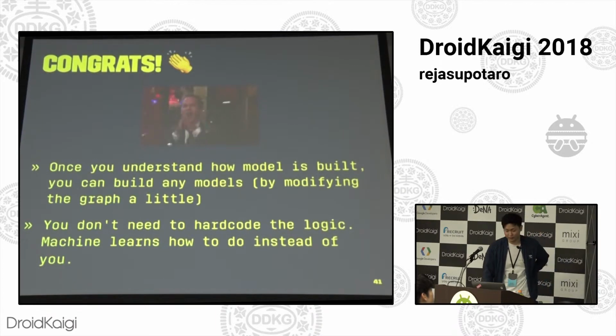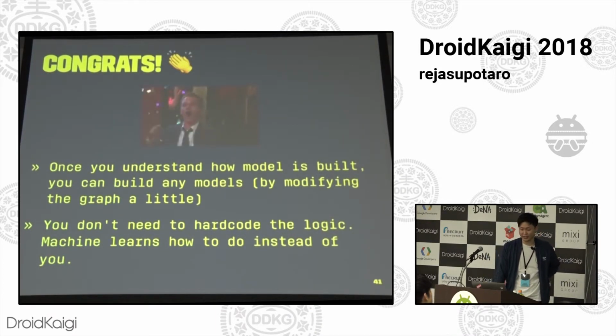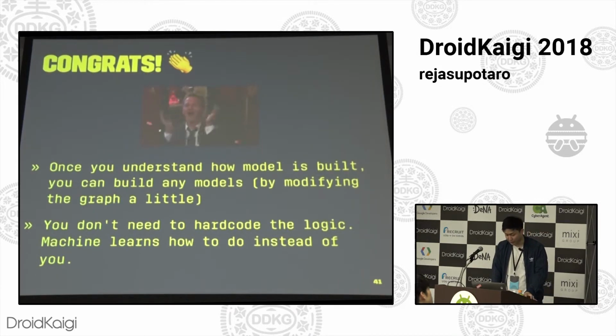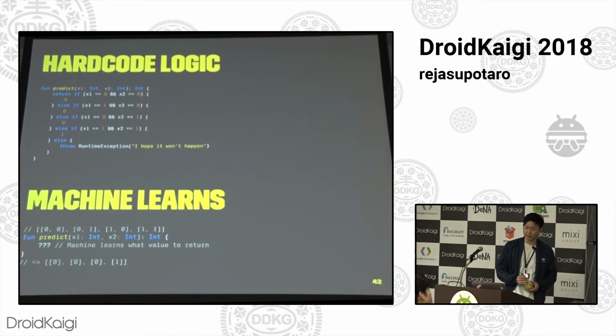The example model looks simple, but once you understand how to build this simple model, you can build your own model by just modifying the graph a little. So you don't need to hard code logic, and the machine learns how to do it instead of you. I mean, hard coding logic is just like this. List all the possible cases. On the other hand, if you trust machines, just give input and the output, and the machine learns what value to return.